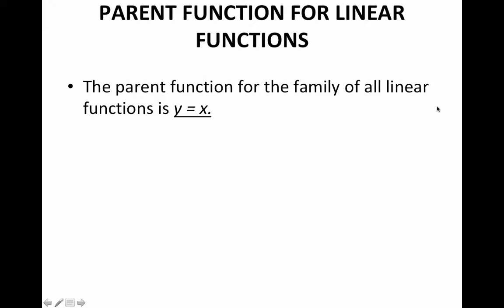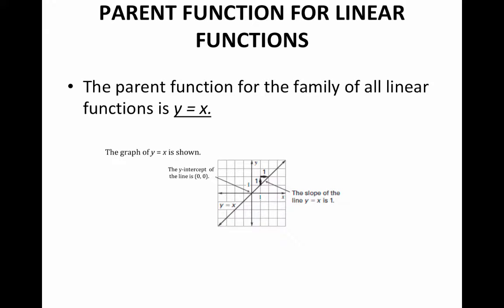The parent function for all linear functions is the most basic linear function, which is y equals x. For y equals x, it has a y-intercept of 0, 0. It goes through the origin, and it has a slope of positive 1. So we go up 1 to the right 1, up 1 to the right 1 to get other points on the line.